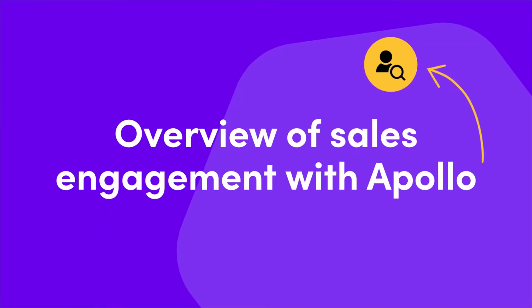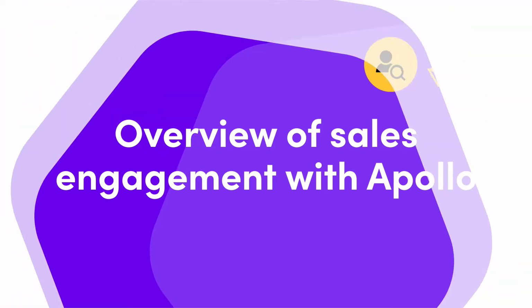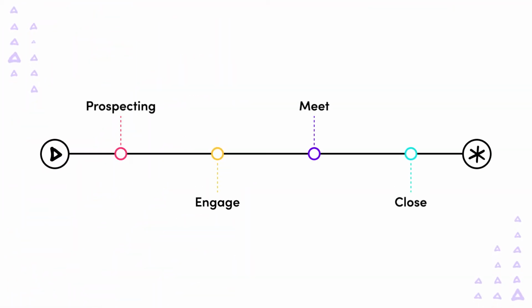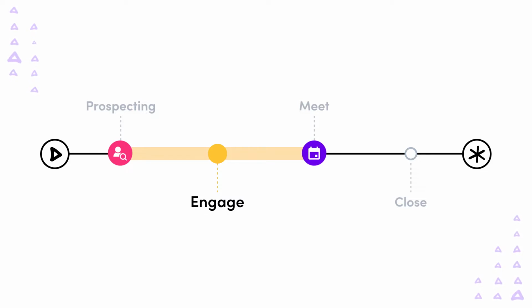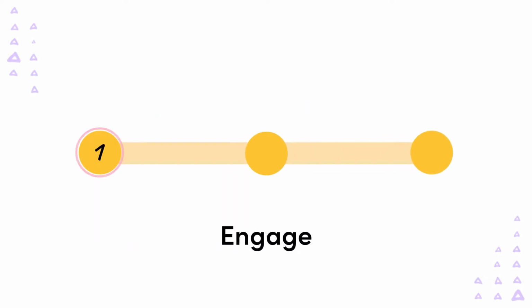You'll want to get in touch with your leads. This is called sales engagement. Engagement covers every point of contact between the stage of finding a prospect and setting a meeting or demo with them. Here, you'll learn three ways to get in touch or engage with your leads.